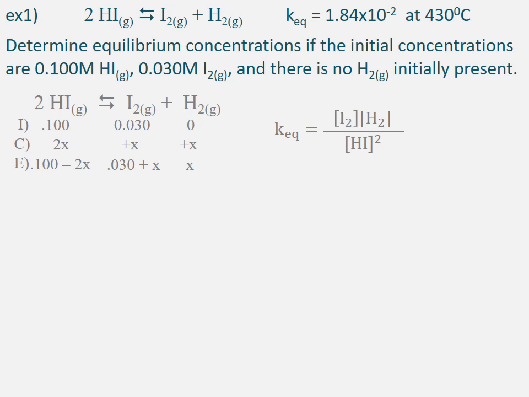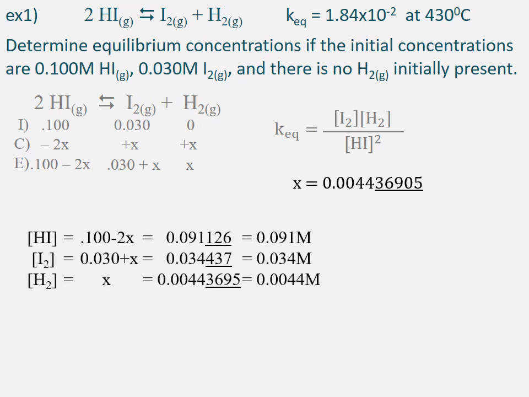Now to finish the question off, we said that x equals 0.0044366905. So I'm going to substitute x into the equilibrium concentrations to find out what the concentrations of the products and the reactants are when the system is in equilibrium. So the HI concentration is equal to 0.1 subtract 2x, which gives me 0.091 molar. The I2 concentration is equal to 0.030 plus x, which gives me 0.034 molar. And the H2 concentration equals x, which is 0.0044 molar.